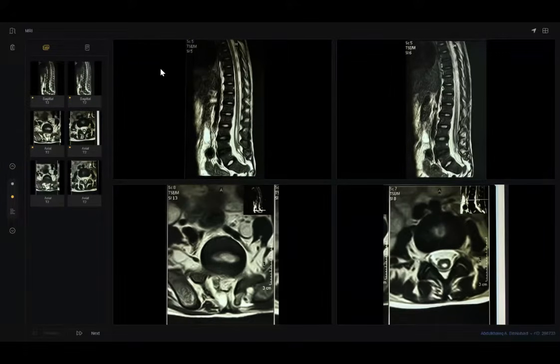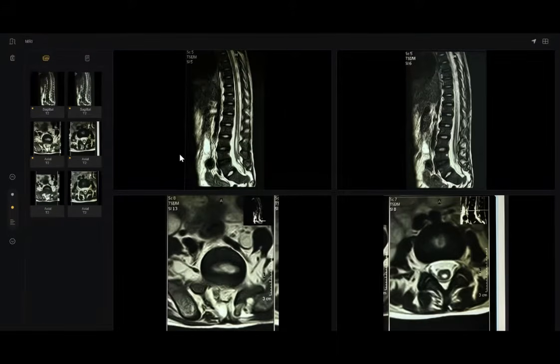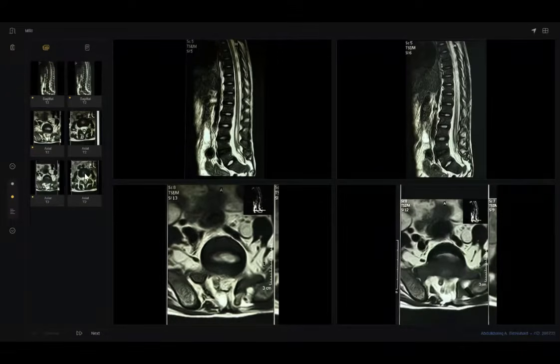However, on the axial views, there is a defect in the posterior elements, which I can see on these axial images, and it is more marked toward the right side. So there is a defect in the posterior elements, suggesting a myelomeningocele.